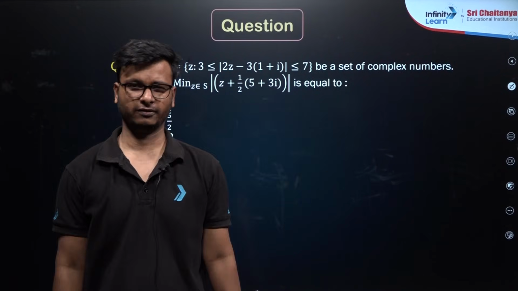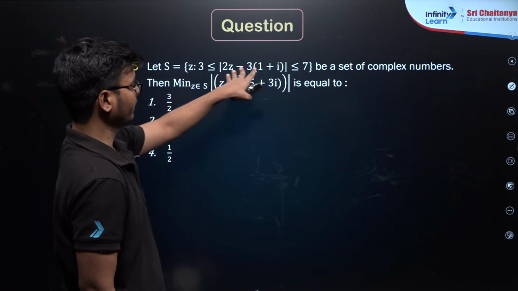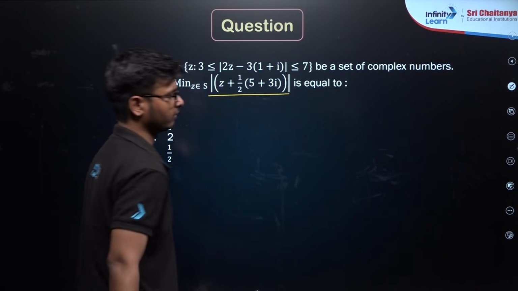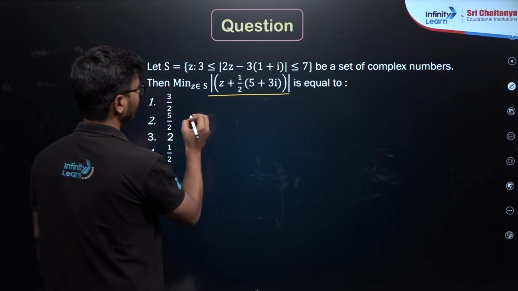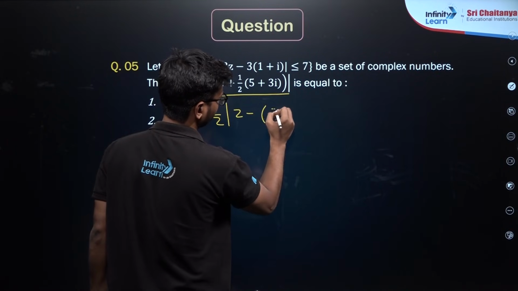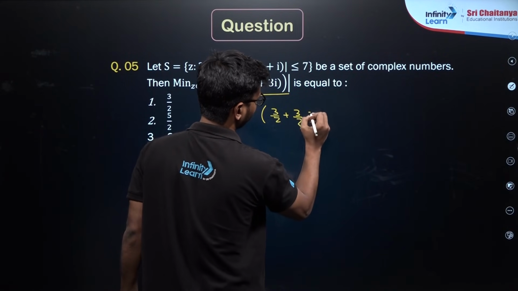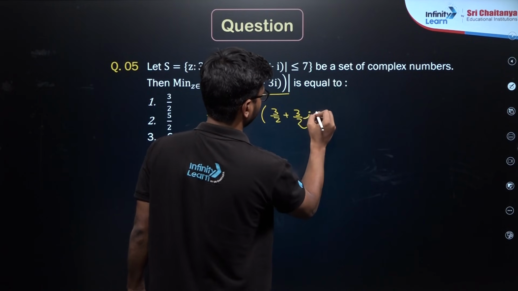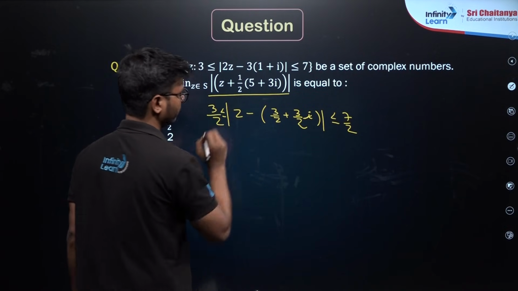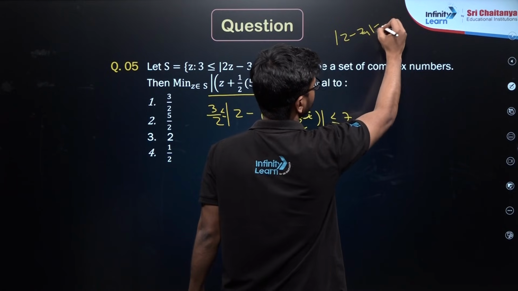Okay. So read the question. We are having a set S of z such that we are given with the inequality with the set of complex numbers and we have to find the minimum of this equation. Okay. If you observe, I can write |3/2 z - (3/2 + 3/2 iota)| less than 7 by 2. Agree? Okay.